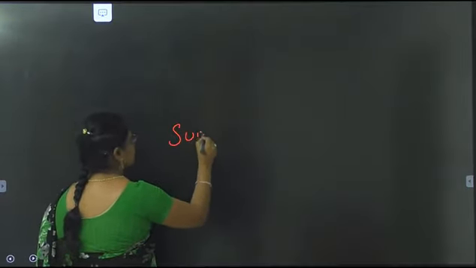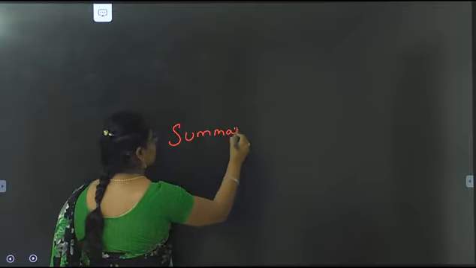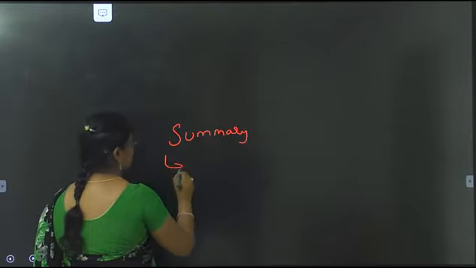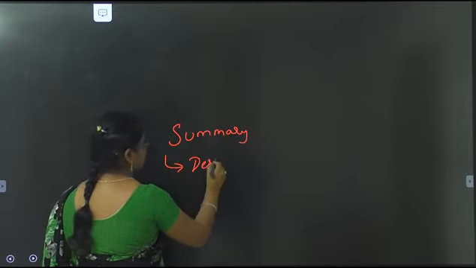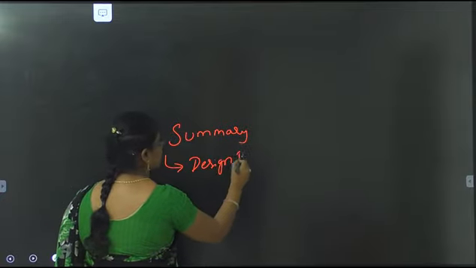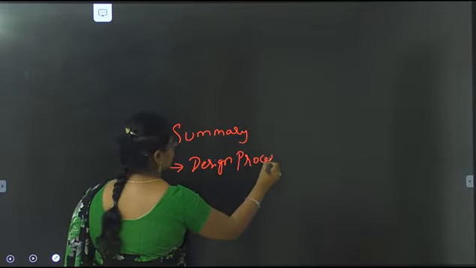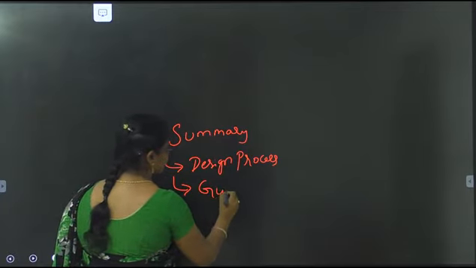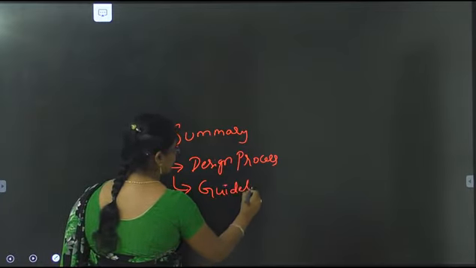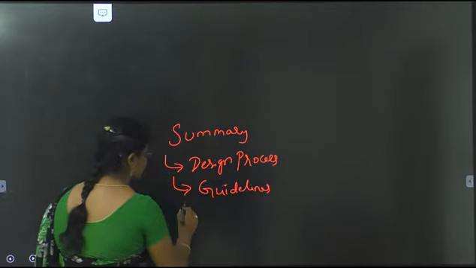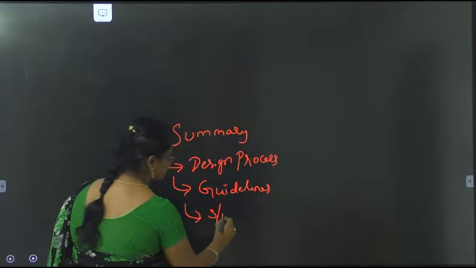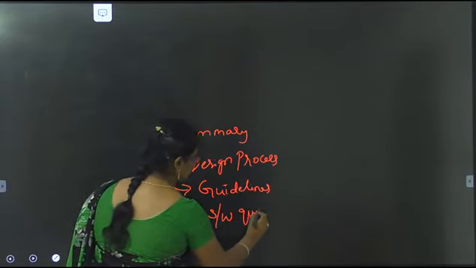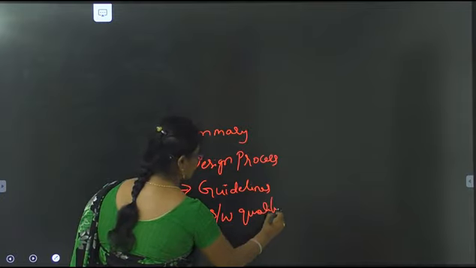So, in summary, we have seen the design process. What is the design process? What is architecture? And next we have seen some of the guidelines. And also we have seen some of the software quality through the designing process.